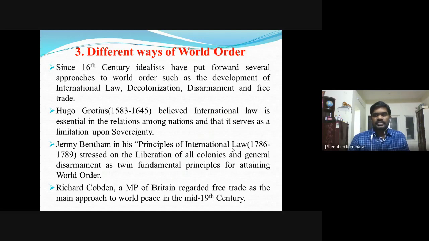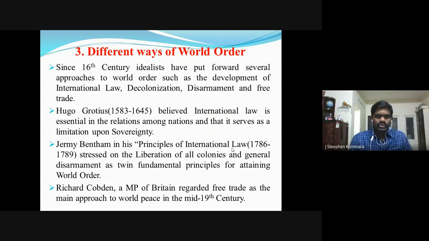So in the aspect that is free trade, ఎప్పుడైతే స్వేచ్ఛ వ్యాపార వాణిజ్యం అనేది ఉంటుందో ఆటోమేటిక్గా దేశాల మధ్య to maintain or to establish good relations. Okay, Hugo Grotius believed international law is essential in the relations among nations, and that it serves as a limitation upon sovereignty. So every nation has got sovereignty, every nation has independence. That is why they declared sovereignty. ఎవరికి వాళ్ళు వాళ్ళ దేశాలని స్వాతంత్ర్యాన్ని ప్రకటించుకోవడమే కాదు, మాకు అంటూ ఒక సార్వభౌమాధికారం ఉందని చెప్పుకునే ప్రయత్నం చేస్తారు.